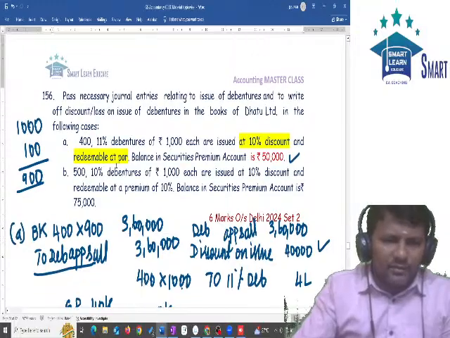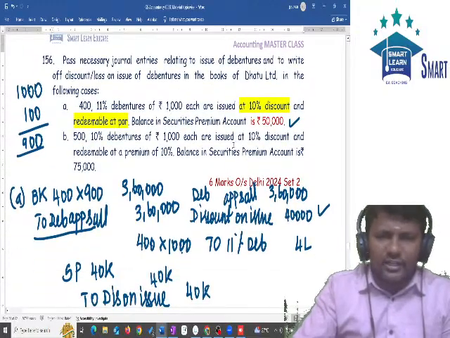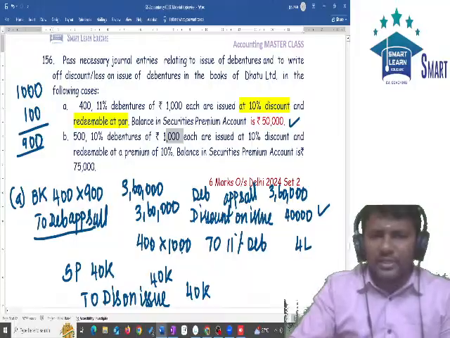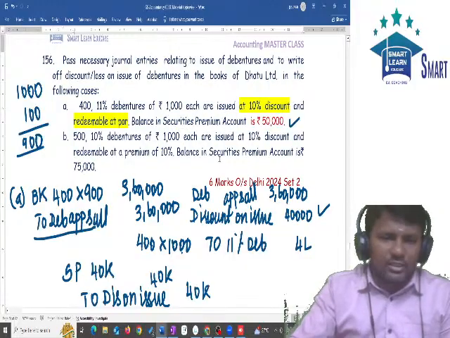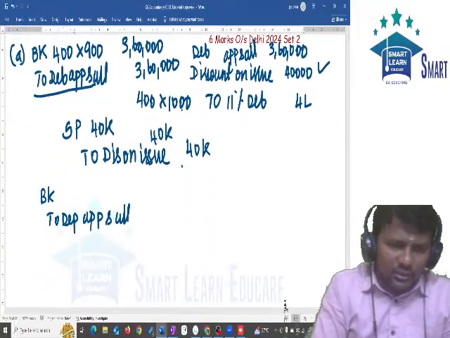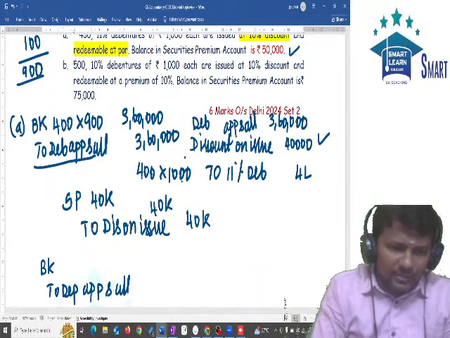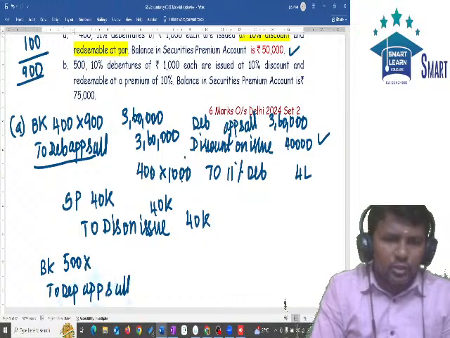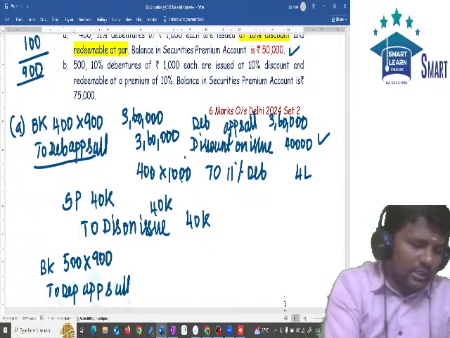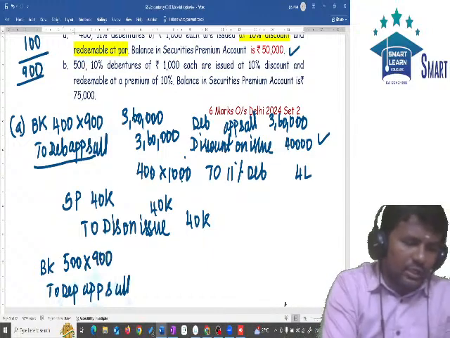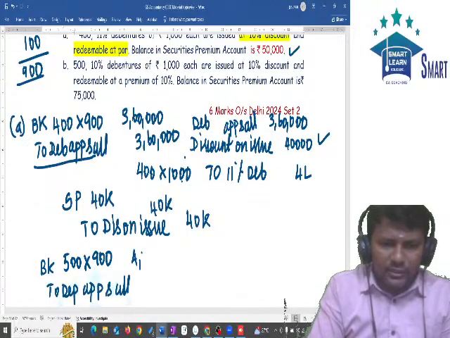How many debentures? 500 debentures. 500 into how much price? 1000 is the face value. Discount is 10 percent. Totally 500 debentures, 500 into 900. 500 into 900 will give you 4,50,000.